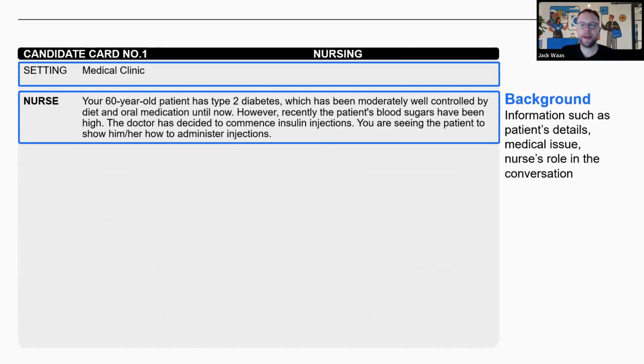The next section is background information, which gives you relevant background details about the patient's age, the reason for the healthcare visit, and whether this is a first visit or a prior relationship. The background information also makes it clear if you are speaking to the patient directly or a relative of the patient. For example, if the patient is a child, you will be speaking to the patient's parent, and the card will say the child is not present in the room.